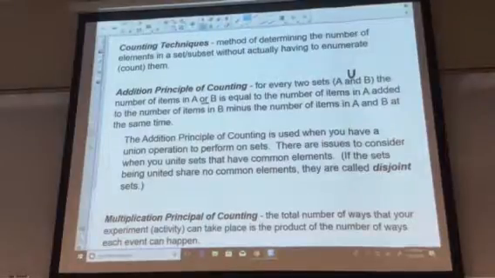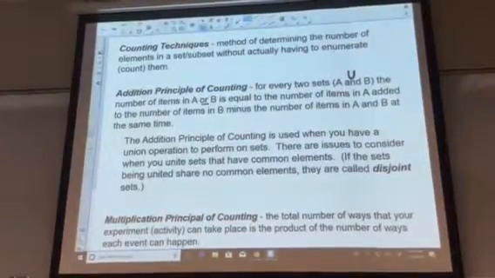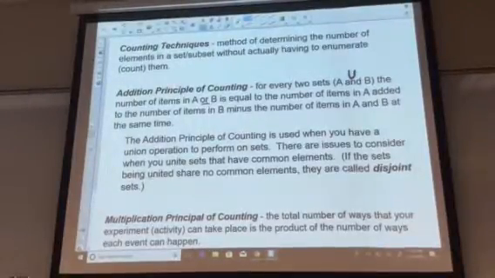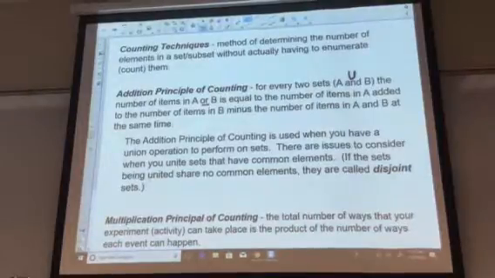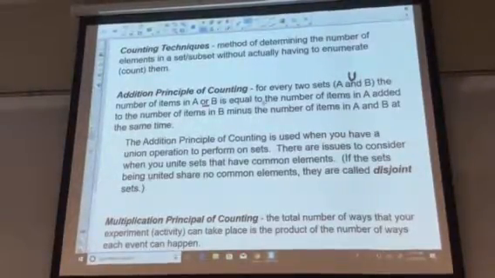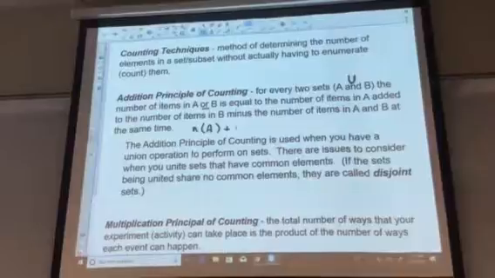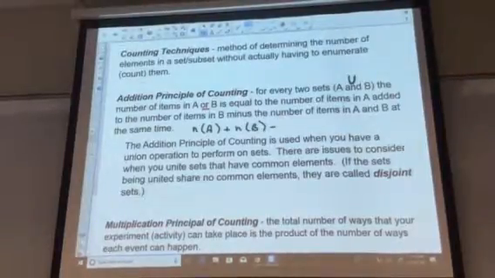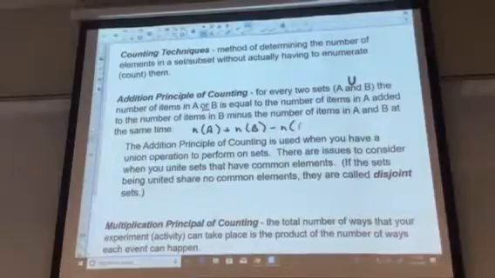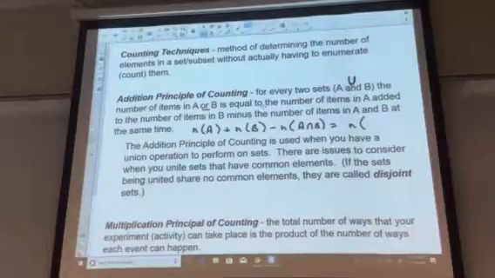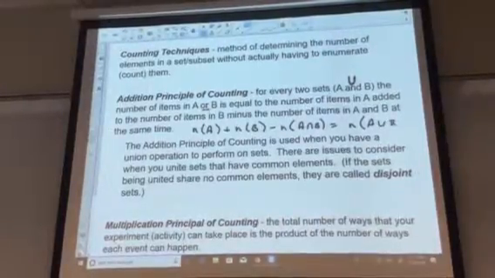Addition principle of counting. For every two sets, A and B, the number of items in A or B is equal to the number of items in A, added to the number of items in B, minus the number of items that are in A and B at the same time. Okay? So the number of items that are in A, added to the number of items that are in B, minus the number of items that are in A and B at the same time, will give you the number of items that are in A united with B.